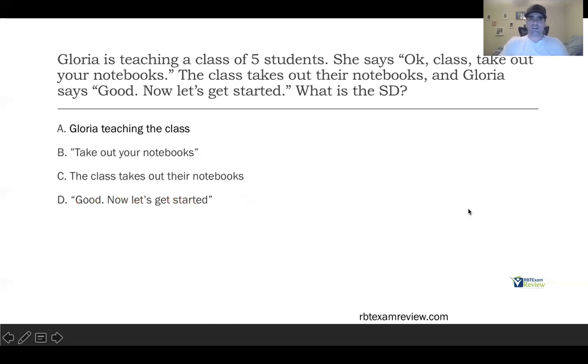Gloria is teaching a class of 5 students. She says, okay, class, take out your notebooks. The class takes out their notebooks. And Gloria says, good, now let's get started. What is the SD? All right, let's do our ABC, our antecedent, behavior, consequence. What is the antecedent? Is Gloria teaching a class of 5 students the antecedent? No, right? Okay.